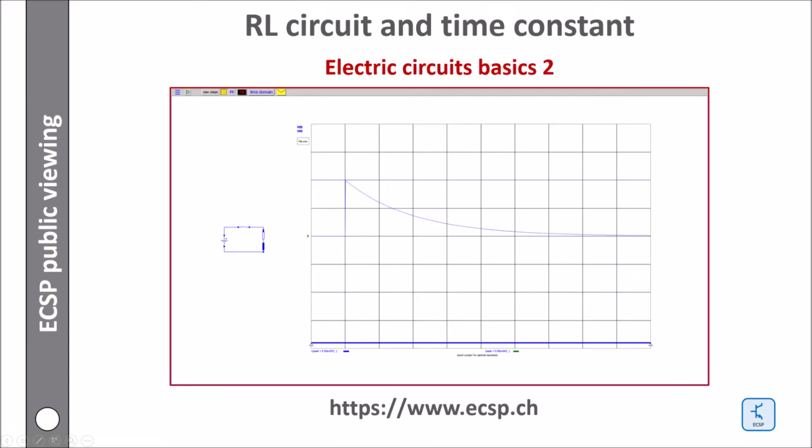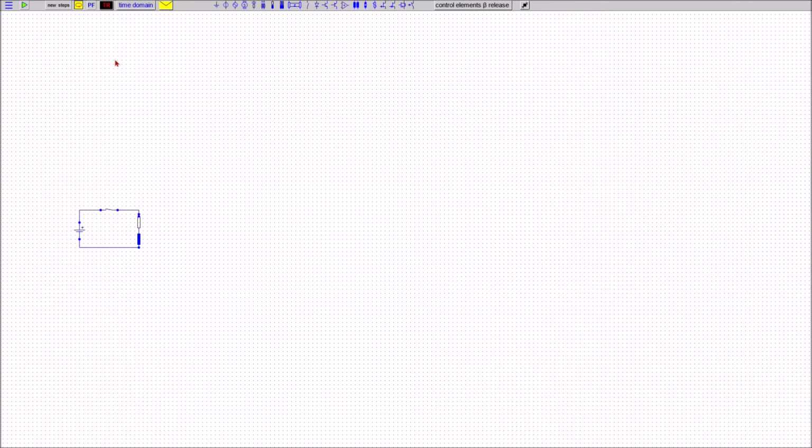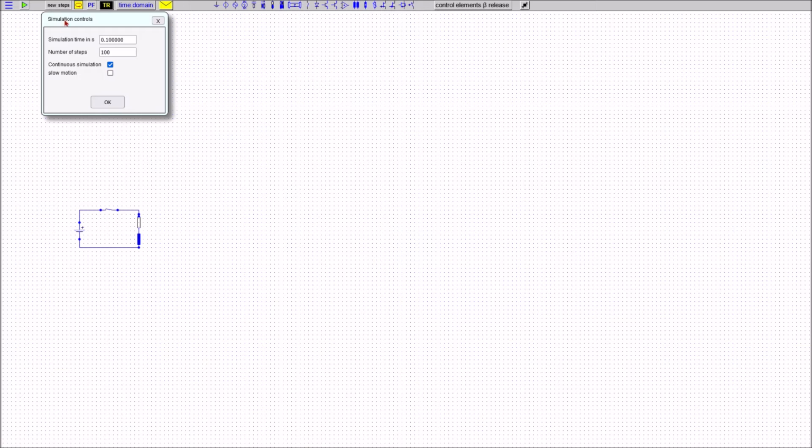Hello, in this video let's get into the time constant of RL circuits, its calculation, and how the RL circuit responds to a continuous AC source. Here is a circuit with a 10-volt battery, a switch and an RL circuit.